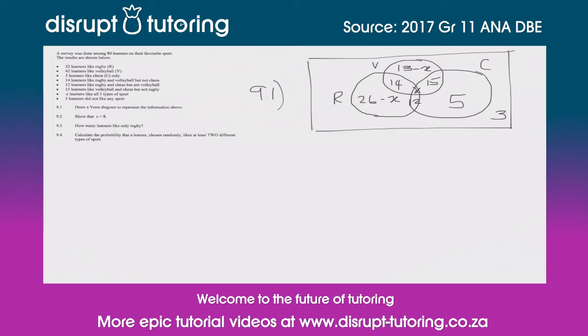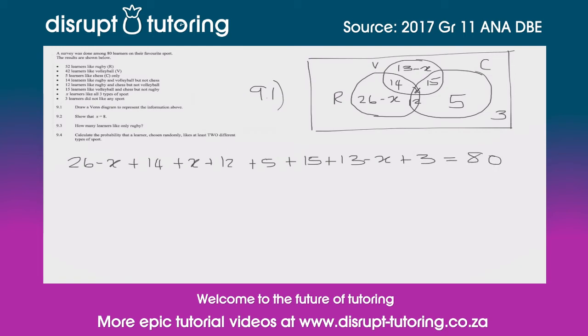Moving on to 9.2, they've asked us to show that x equals 8. How would we do that? Well, we know that 80 learners were investigated, so all of the things in here, if we add them together, should give us 80. So let's do that. We've got 26 minus x plus 14 plus x plus 12 plus 5 plus 15 plus 13 minus x plus 3, and that all should give us 80.